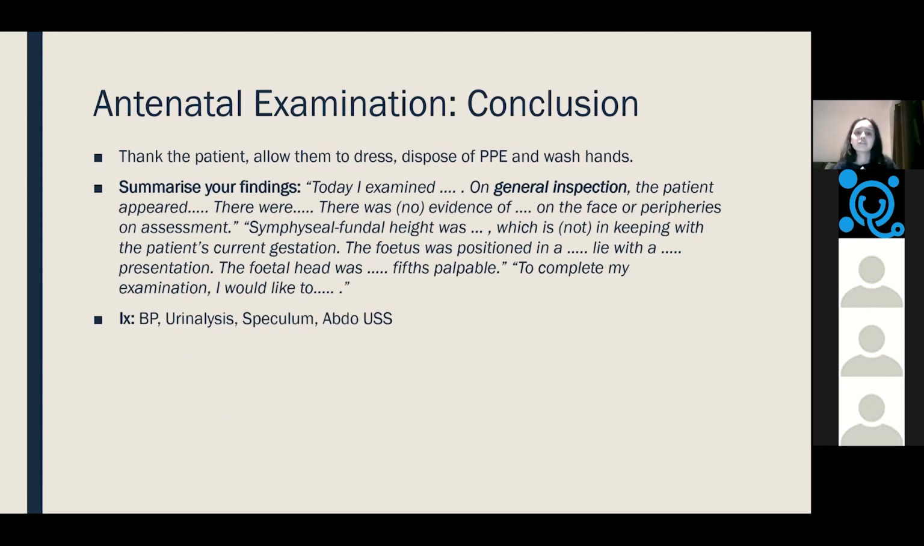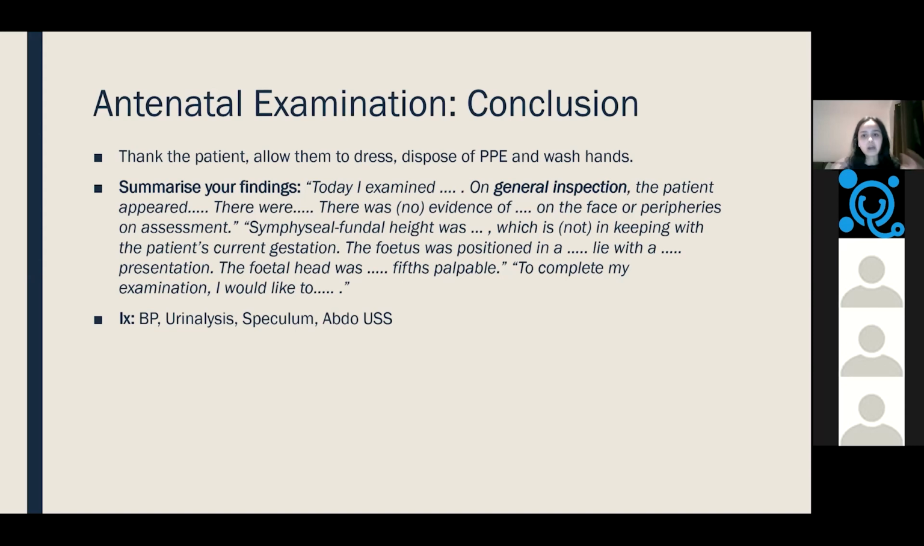And again, I've put in here how you actually summarize your findings. So you say, for example, today I examined Miss whoever. On general inspection, the patient appeared well and alert. She was comfortable at rest. There were no signs of any breathlessness, or no evidence of any obvious jaundice or conjunctival pallor on the face and peripheries. CRT was within normal range.